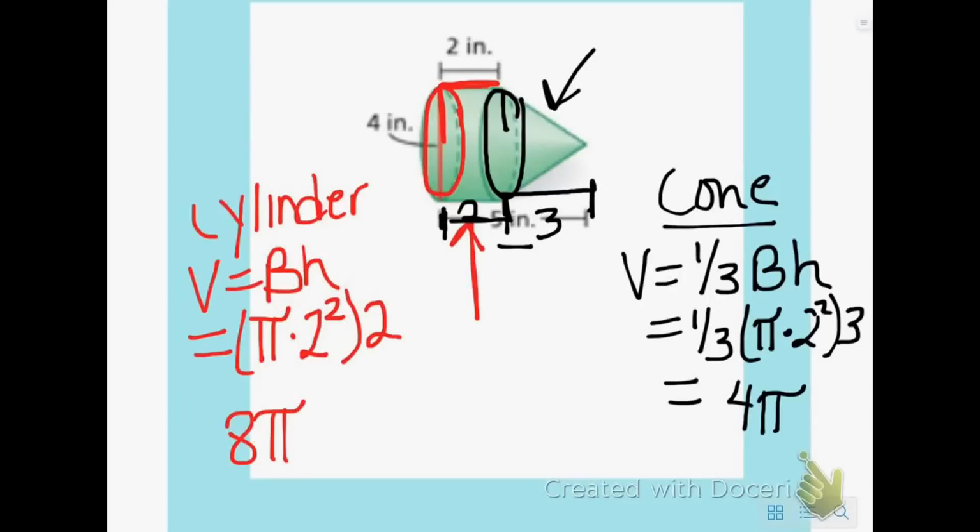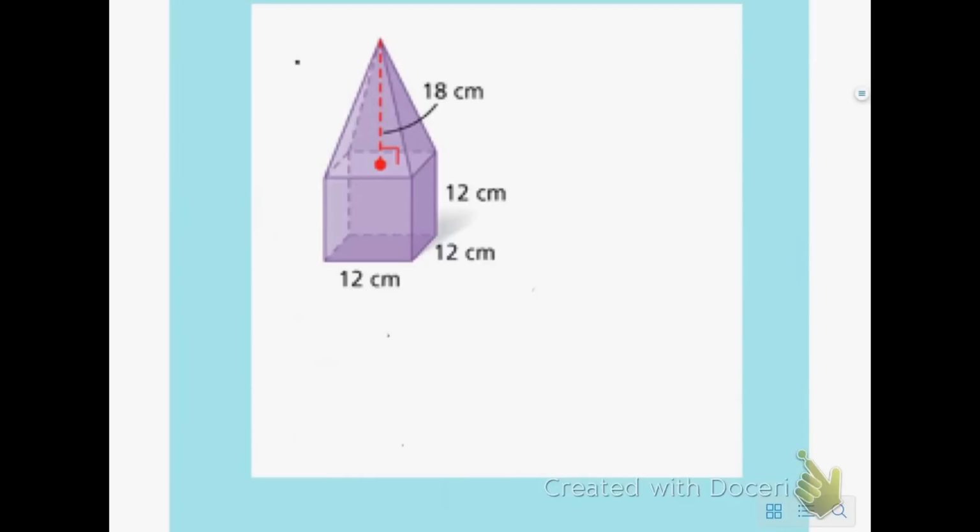So to get the total volume of the cylinder and the cone, I'm going to add them together because the cone's on top of the cylinder. So that gets me a total volume of 12 pi. So my composite geometric shape has 12 pi.